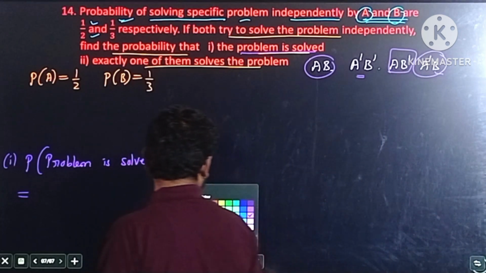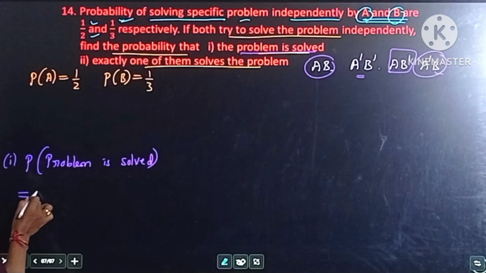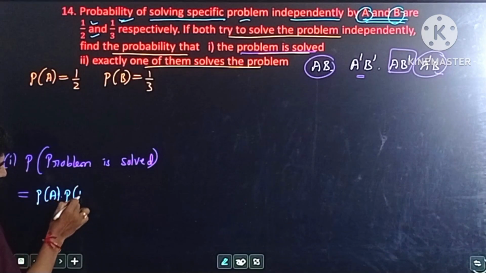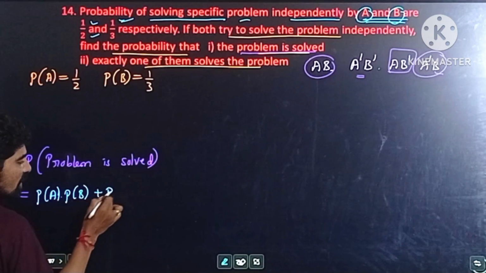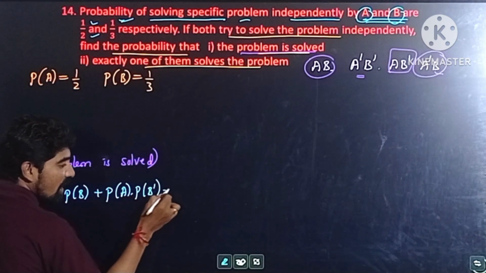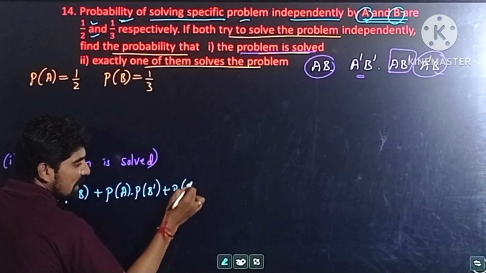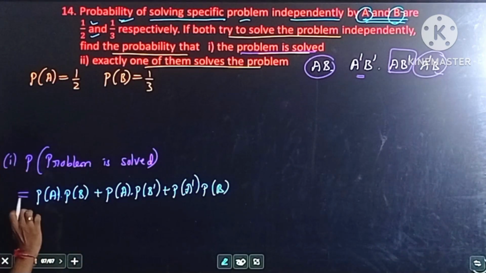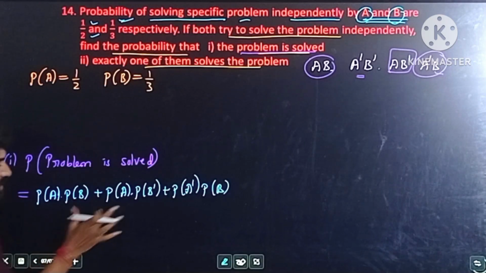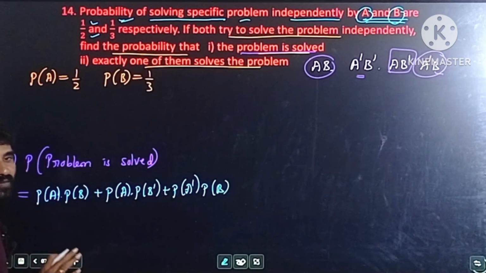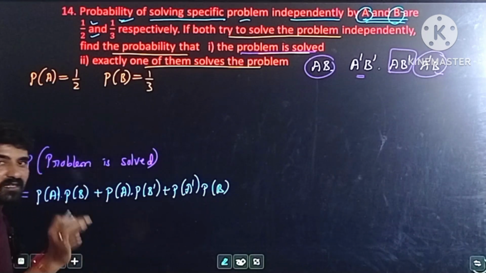Therefore, the probability of the problem being solved is the probability of A and B, or A but not B, or not A but B. In the first case, both of them solve the problem. In the second case, A solves the problem. In the third case, B solves the problem. But in all these three cases, the problem is solved.